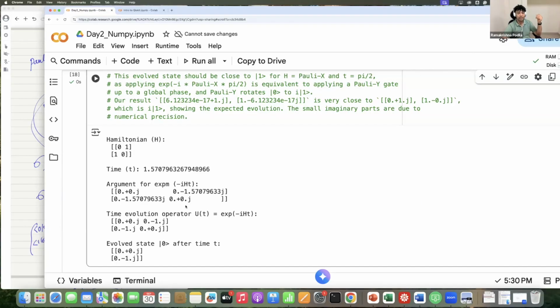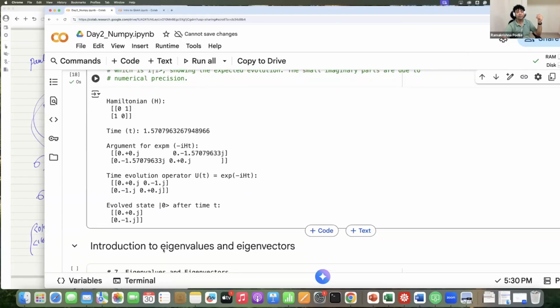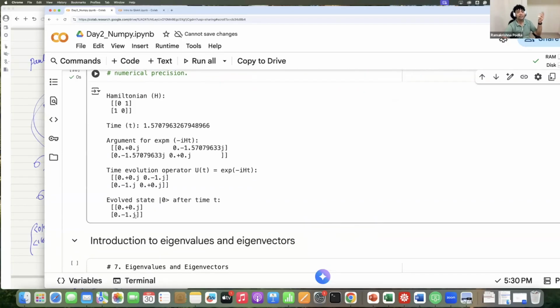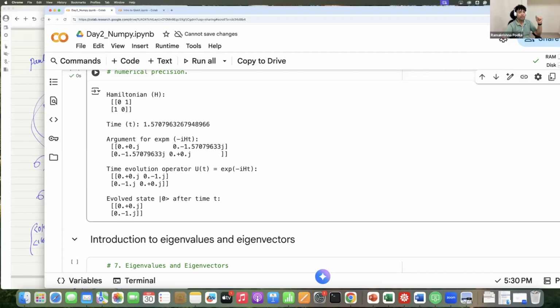We are getting an exponential of a matrix. That's what we are doing, right? So we get the time evolution operator to be this, and then from the time evolved state after time t, we get something like this, right? So we get 0 and some minus 1j. Here j represents a complex number, the square root of minus 1. So that's how we do the exponents.